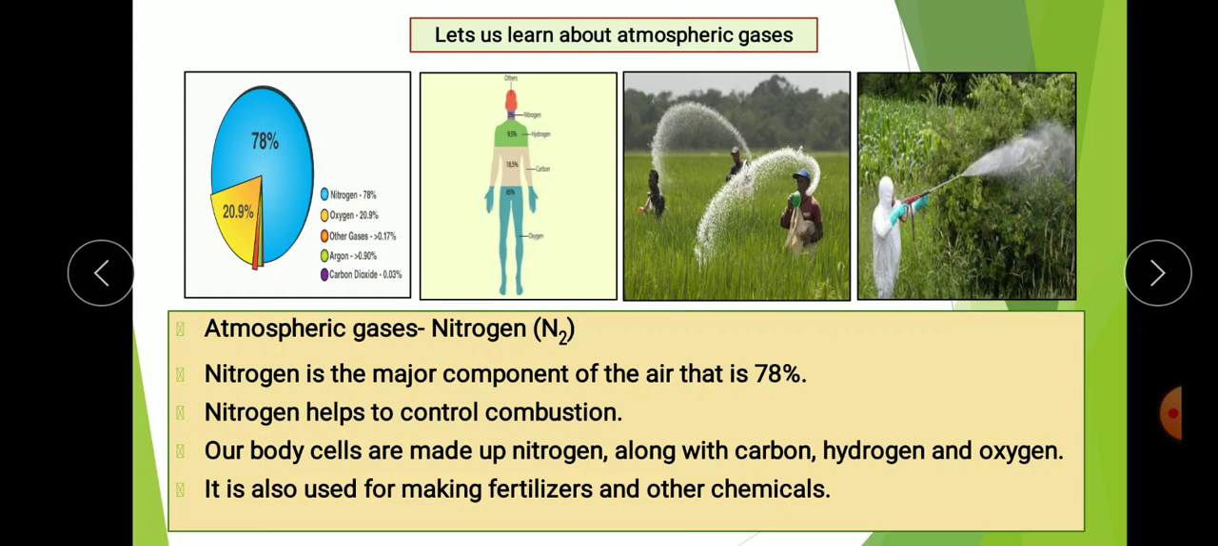Nitrogen is the major component of the atmosphere or air, that is 78%. Nitrogen forms about four fifths of the total atmospheric air. Nitrogen does not help in burning. However, roots of some plants like beans, peas and pulses have root nodules that bear bacterial cells. These bacterial cells convert atmospheric nitrogen into soil fertilizers.